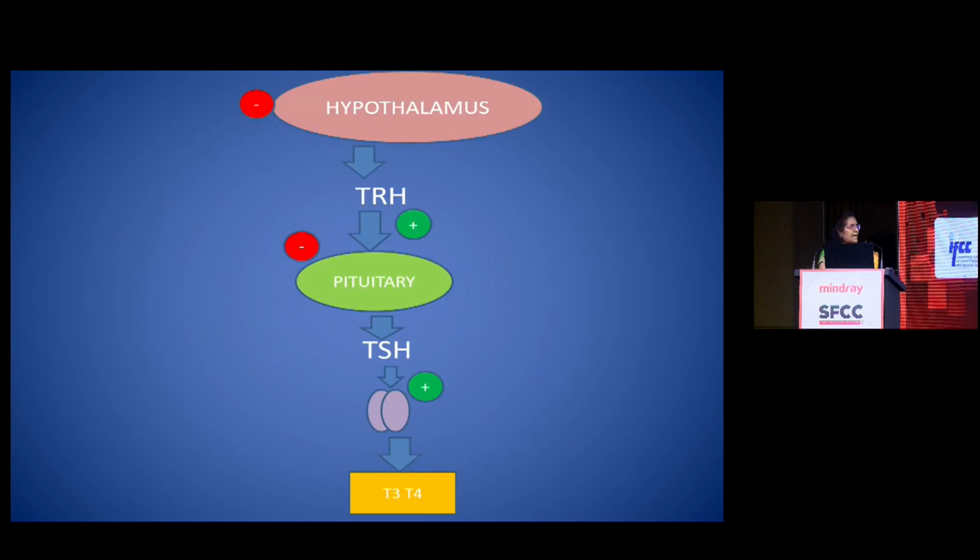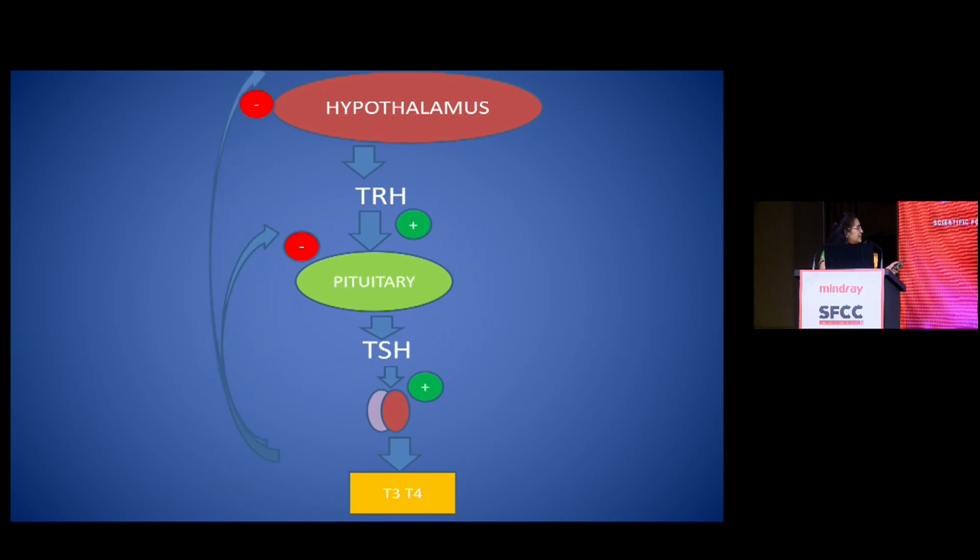Then, as we are all very familiar with the physiology of the secretion of T3, T4 and the negative feedback it has on the hypothalamus, the thyrotropin releasing hormone released by the hypothalamus stimulates the pituitary to produce TSH, which acts on the thyroid gland, the butterfly gland, to produce T3 and T4, which inhibit the pituitary and the hypothalamus.